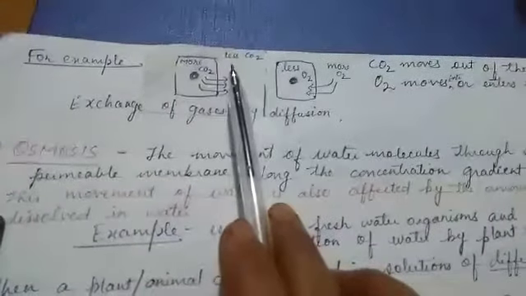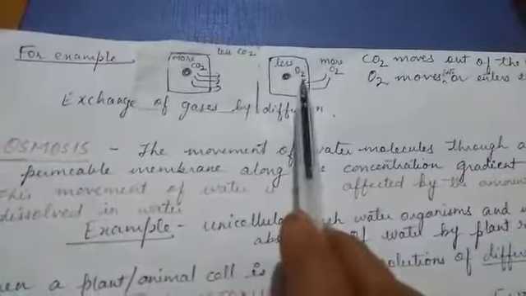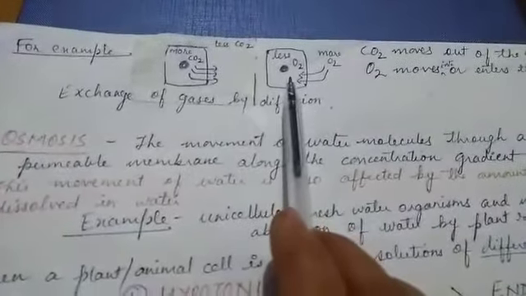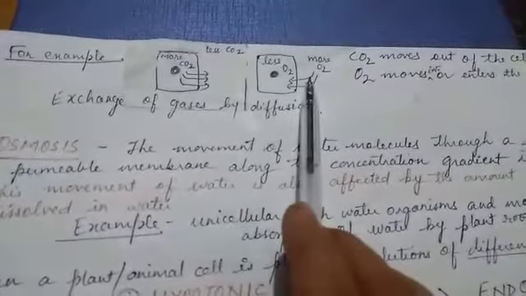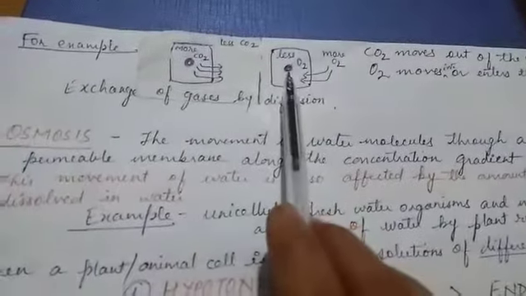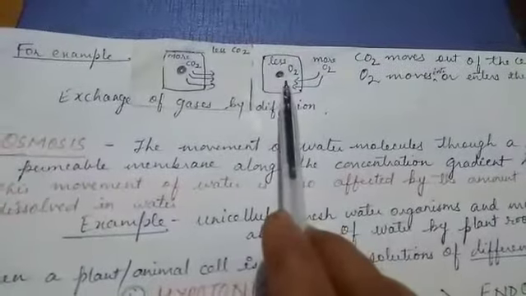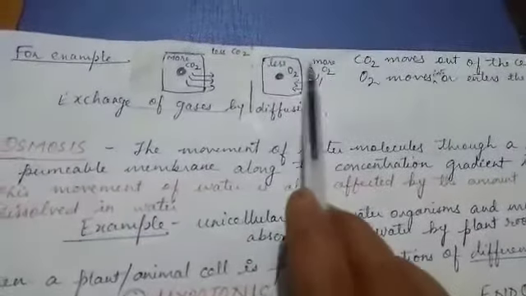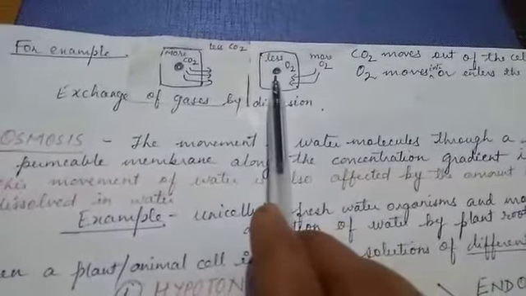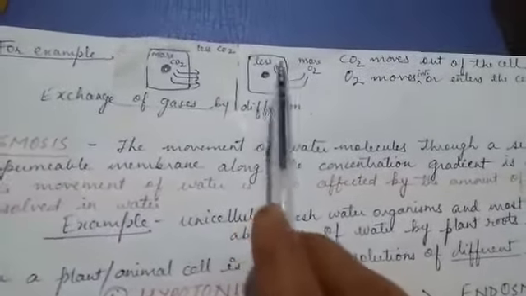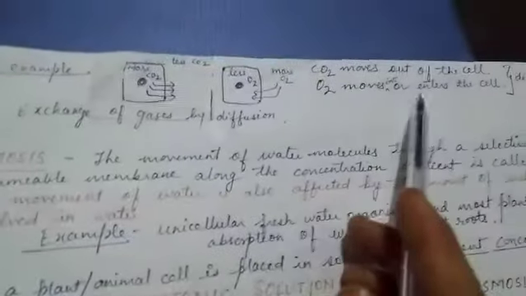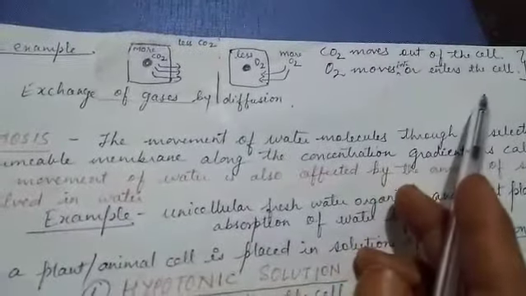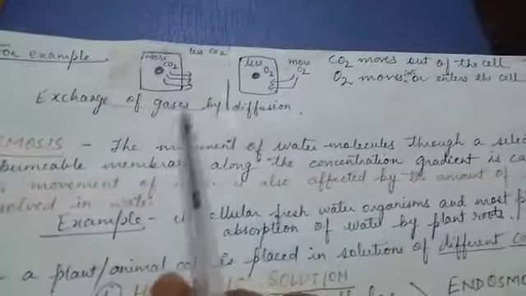So it depends on the concentration gradient. In the same way, when there is a deficiency of oxygen inside the cell, again there is a difference in the concentration of oxygen outside and inside. The inside level of oxygen is less, outside it is more. So oxygen moves from higher concentration to lower concentration. This is how carbon dioxide moves out of the cell and oxygen moves into the cell. This is how exchange of gases takes place by diffusion.